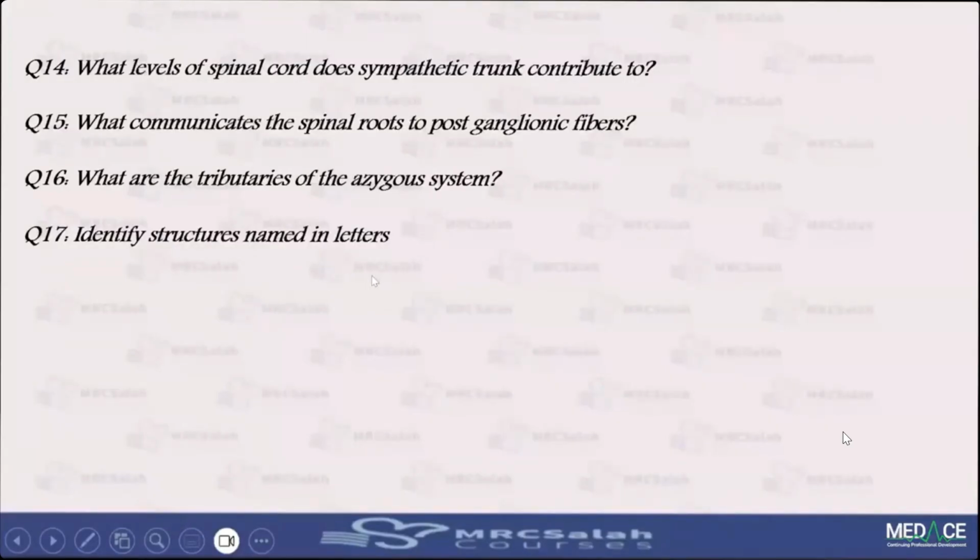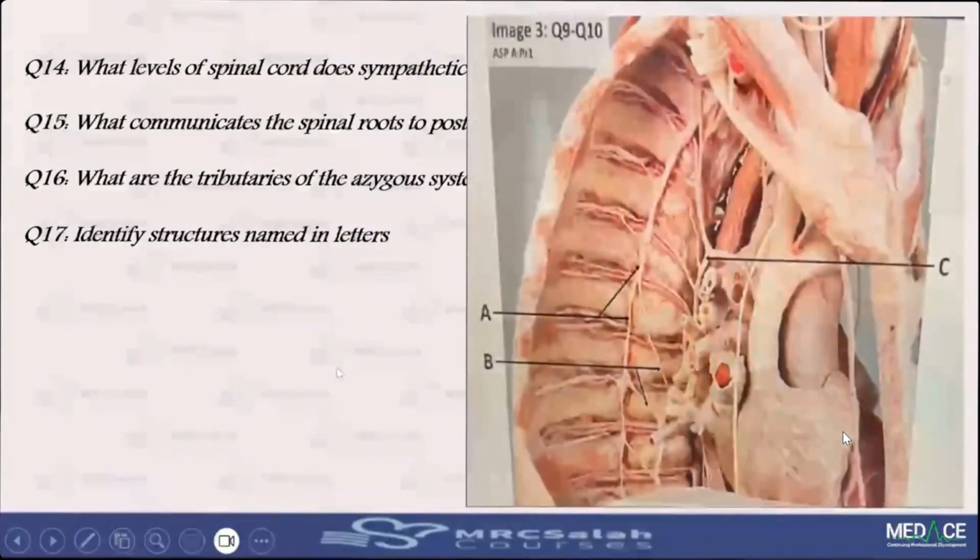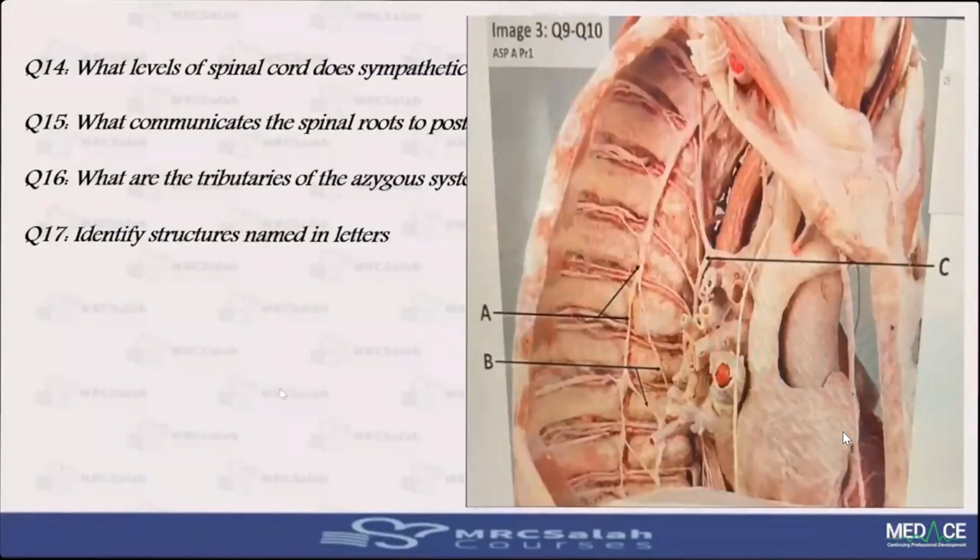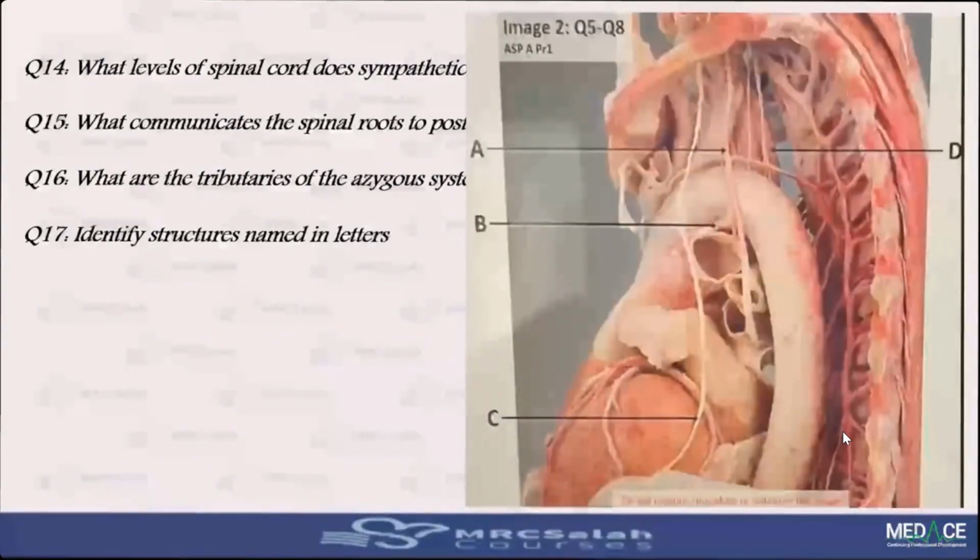Would you identify the structures named in letters, please? Yes, the number C is the azygos vein. Number A is the sympathetic chain. And number B is the branch of the sympathetic chain, which may be the branch to the greater splanchnic nerve. Continue, please. Also, in here, the D is the esophagus.